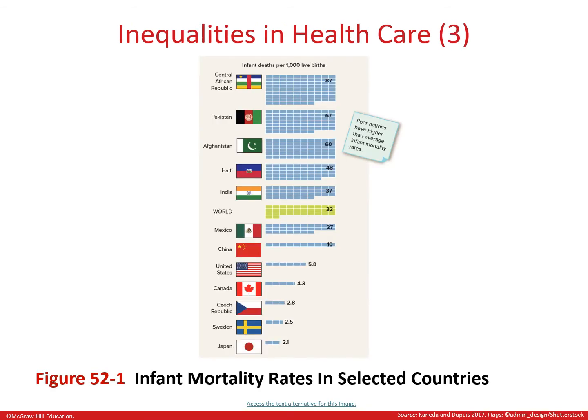And here we see infant mortality rates in selected countries, and you can see it's very small, but 5.8 is the figure for the United States. And you see poor nations like Central African Republic, Pakistan, Afghanistan. These poor nations have higher than average infant mortality rates. So the world is that green shaded bar in the middle. So it's above what the world's rate is, and then below.